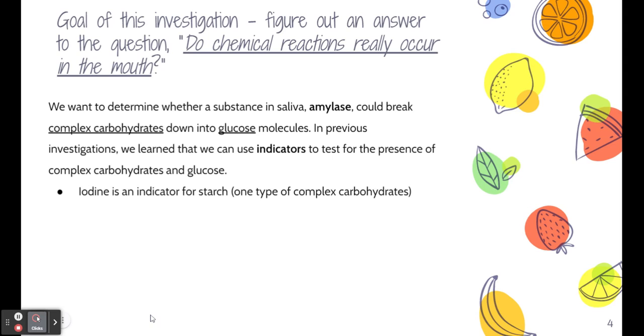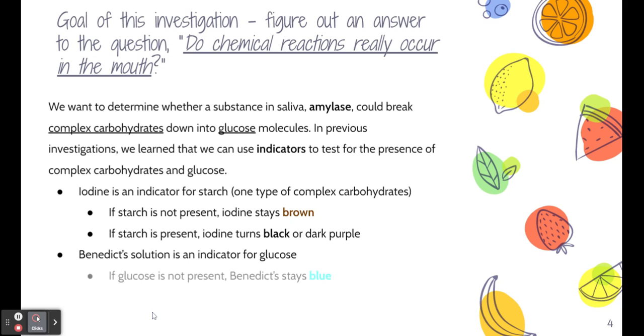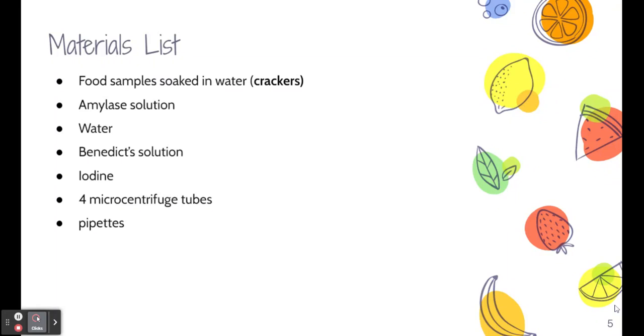Quick refresher: iodine is an indicator for starch, which is a type of complex carbohydrate. If starch is not present, iodine stays brown. If starch is present, iodine turns black or dark purple. Benedict's solution is our indicator for glucose. If glucose is not present, Benedict's stays blue. If glucose is present, Benedict's turns orange or dark brown.